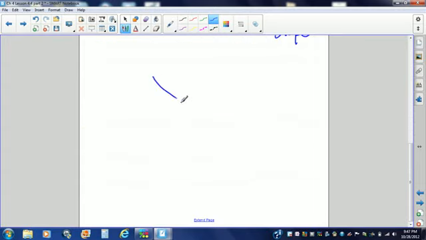So somehow, some way, you need to think in your mind that you would have a line that looks like this because it is a negative slope.